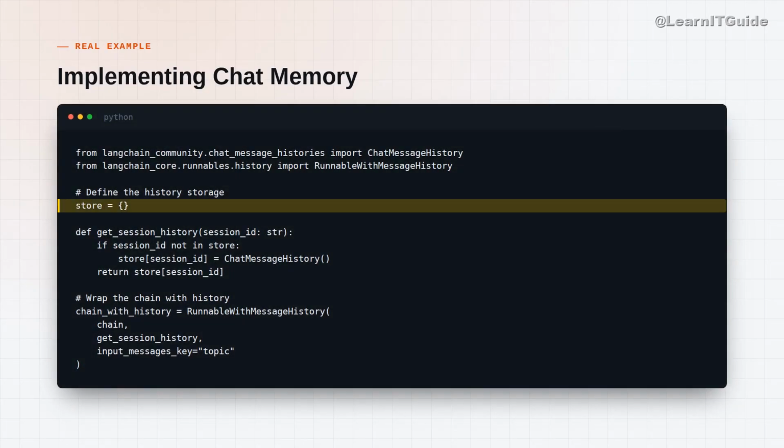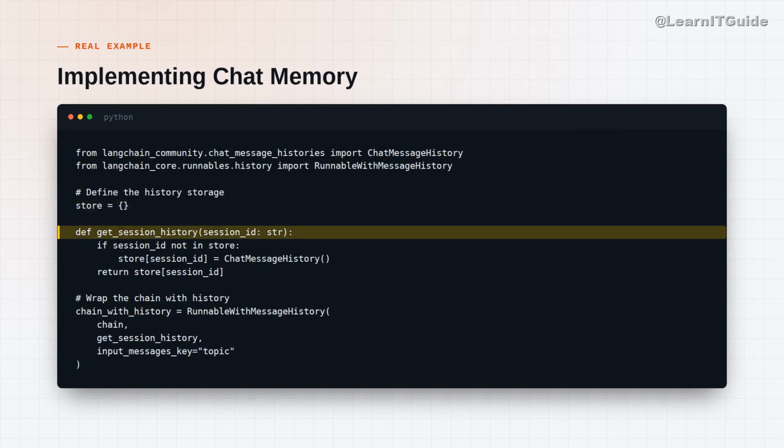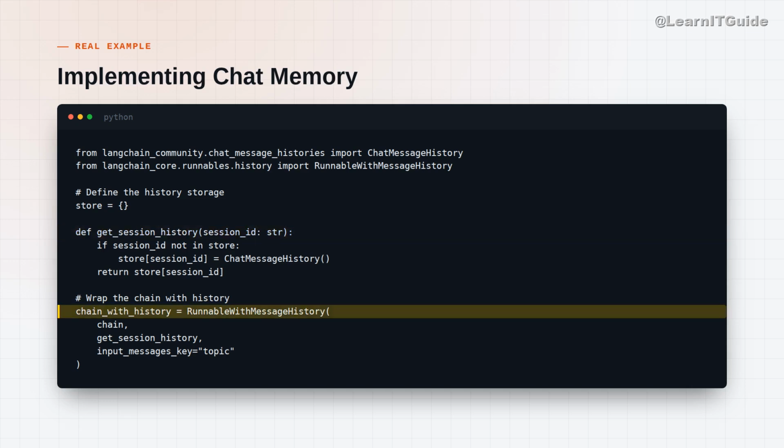This is how you implement production-ready memory. We define a local store on line 5. The history function on line 7 checks if a session exists. And the wrapper on line 13 binds it all together.